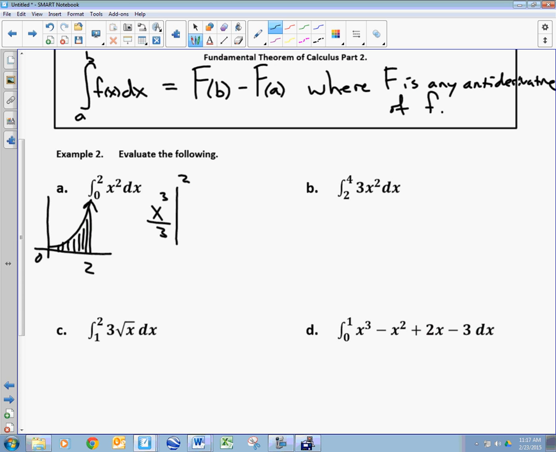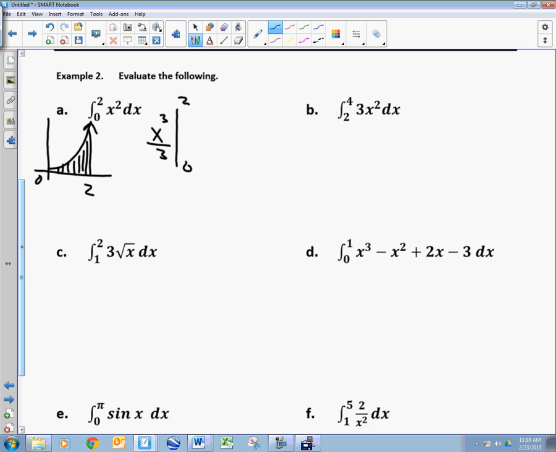Evaluated from 0 to 2. So we draw a bar and you put your upper bound up top, your lower bound on bottom. That's how we evaluate integrals. That's what that means. So let's plug in 2, 8 over 3, minus, plug in 0, you get 0 over 3, so 8/3 is the exact area.